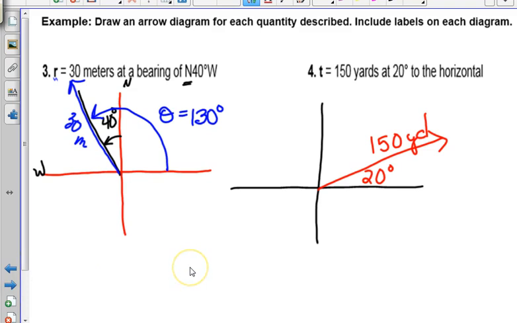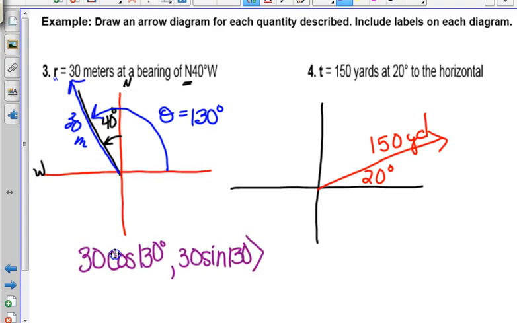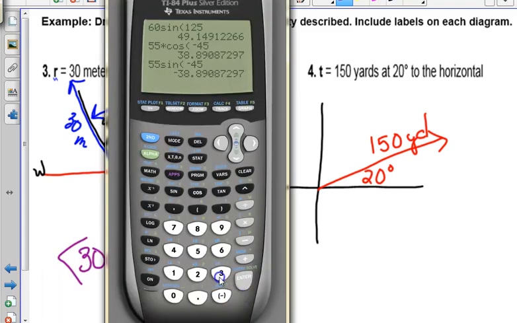So what do we want to use for number 3? 30 is the magnitude, and we're going to use the angle of 130. So that we should get what kind of an answer? The x should be negative and the y should be positive. Negative 19.3 and basically 23. Did someone else get those?